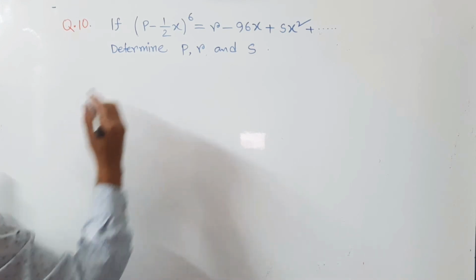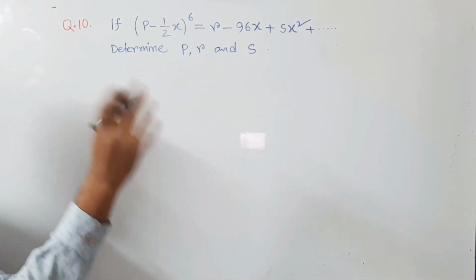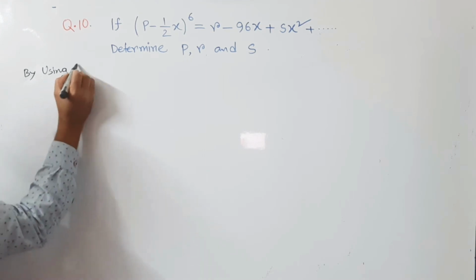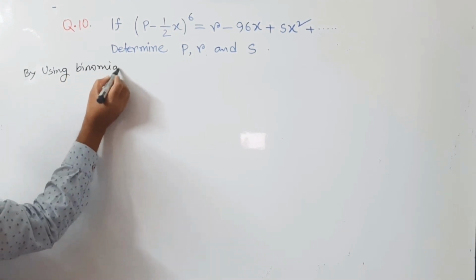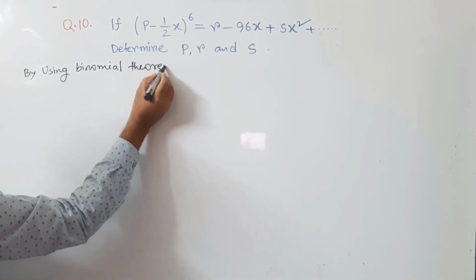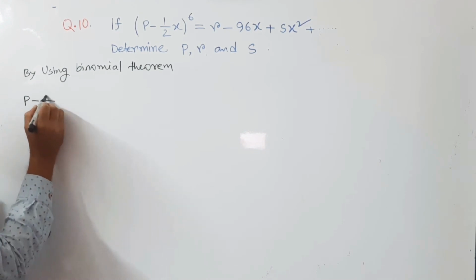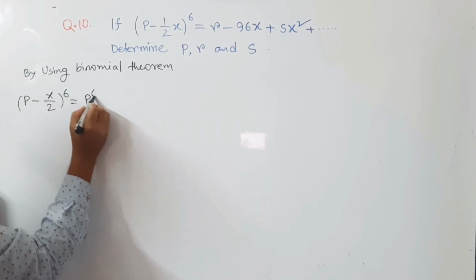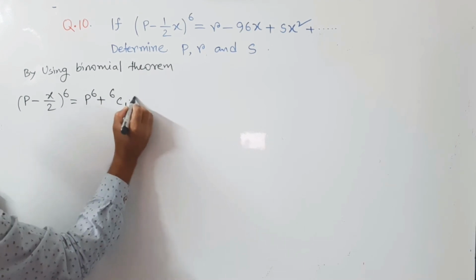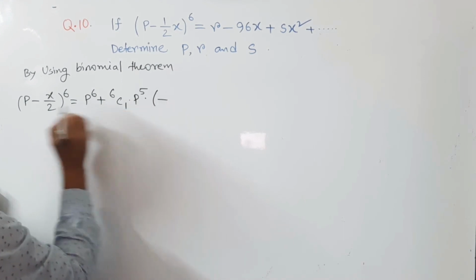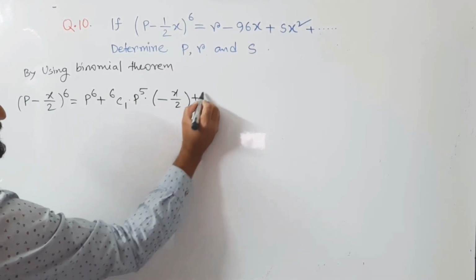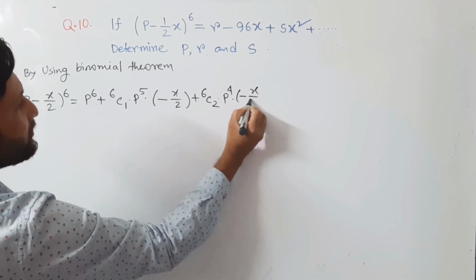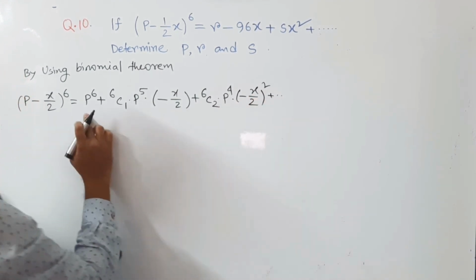So at first, by using binomial theorem, the left hand side we have to expand up to 3 terms. So right here, by using binomial, p minus half of x, that means we can write (p - x/2)^6. Expand this up to 3 terms: p to the power 6, then plus 6c1 into p to the power 5, decreasing, and into the second term of the binomial, minus x by 2, and then plus 6c2 into p to the power 4 and into (minus x by 2) squared. Here see that, expand up to 3 terms.